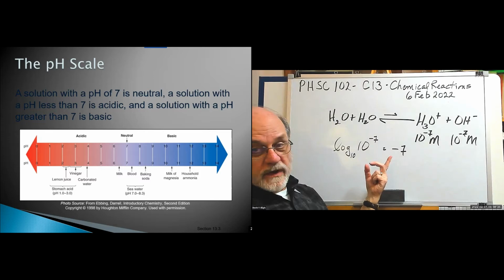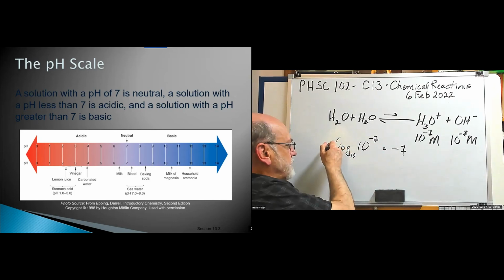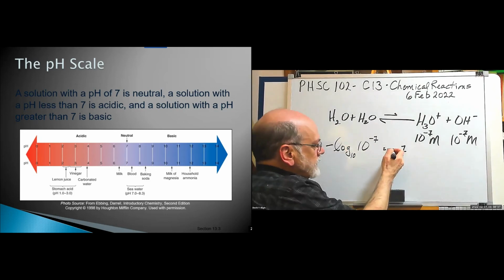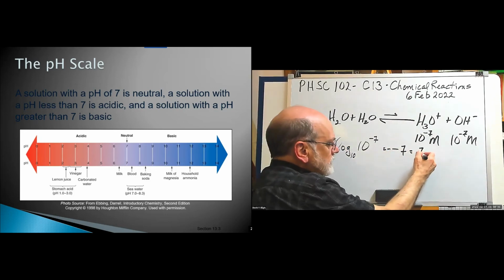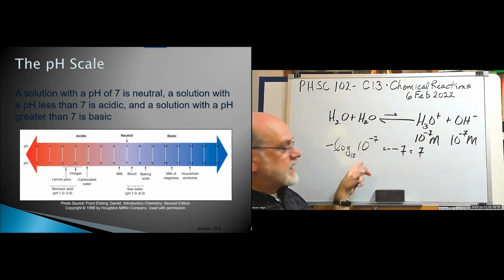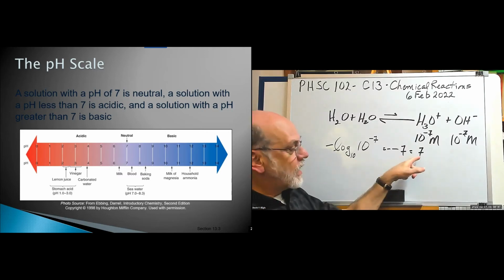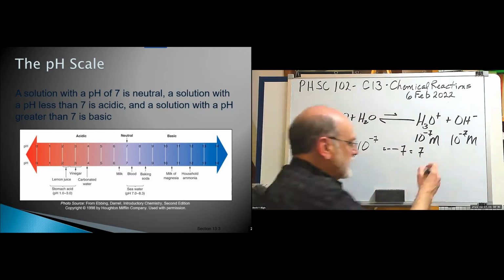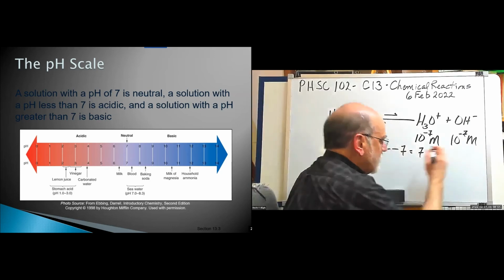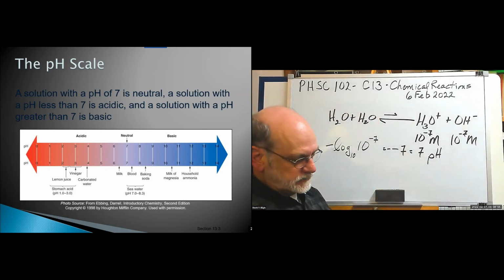But Sorensen didn't want to deal with negative numbers either. So he said, all right, we're going to get rid of the negative. Put a negative here, which means a positive 7. So this is a neutral solution. Neutrality is always pH 7. It's little p, big H.